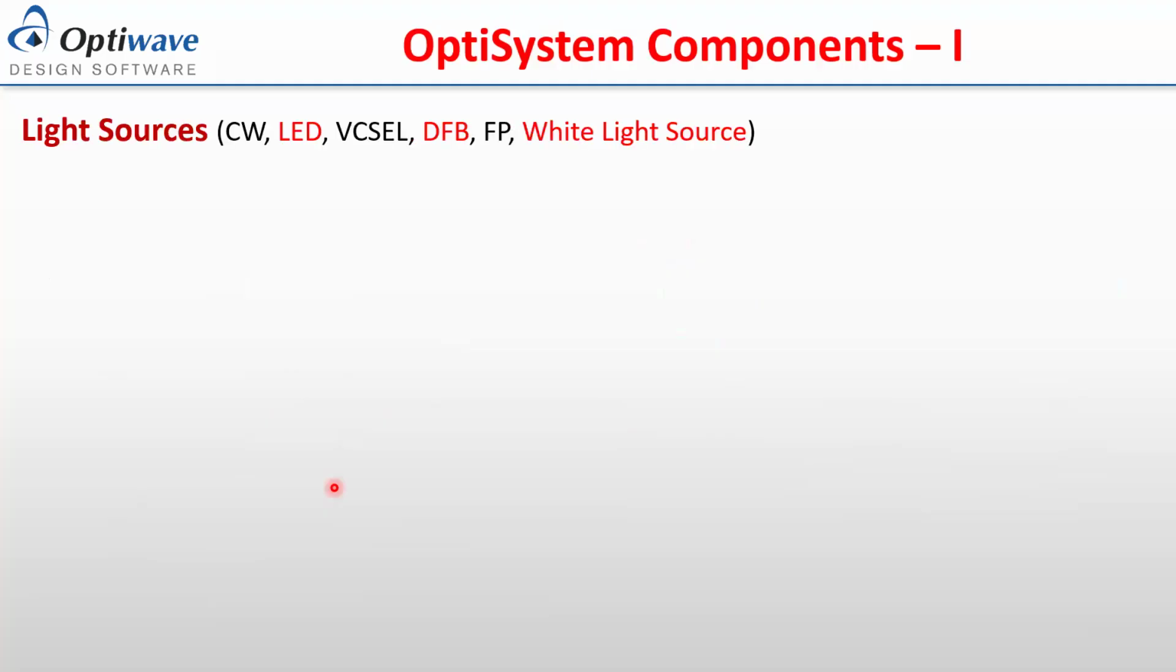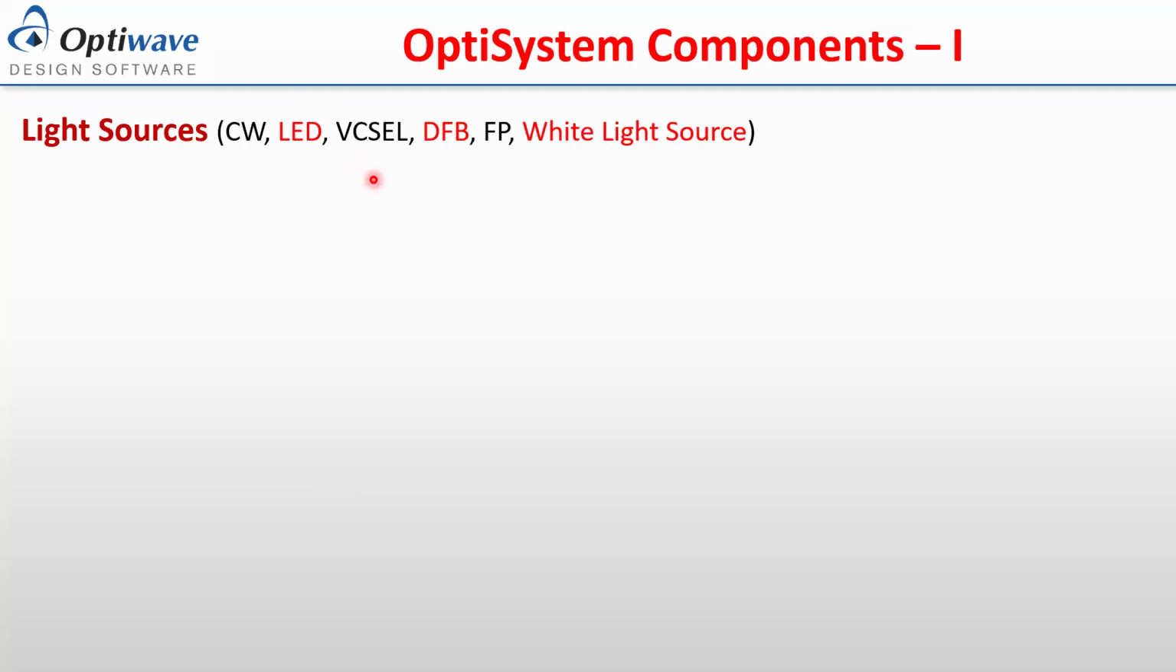Now, I'm going to talk about OptiSystem components in general and quickly go through them. We have over 625 components so far in version 22.1, including sources. We have different models for the sources, either analytical models or models in which you can use measured data to make the component more practical.